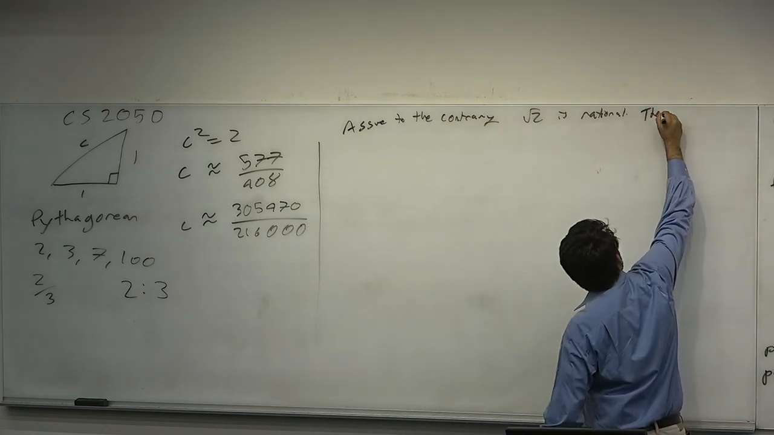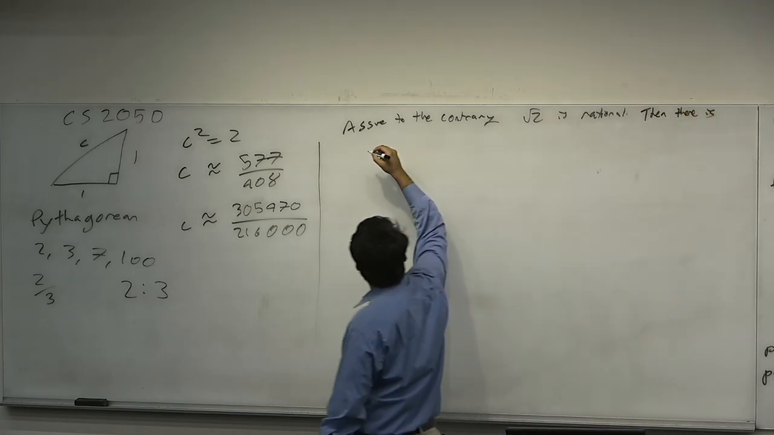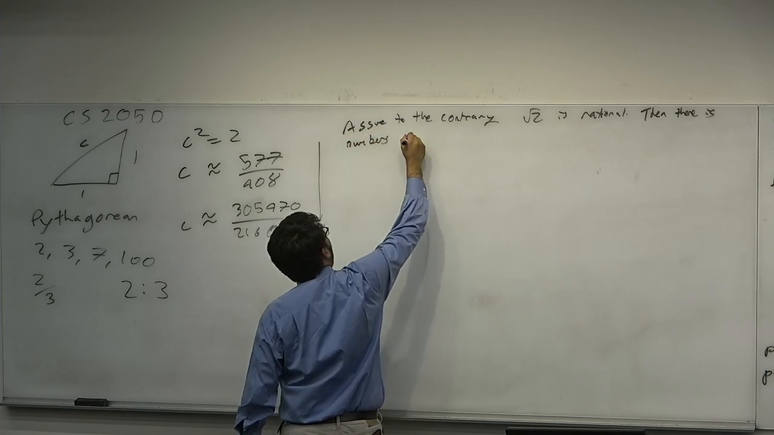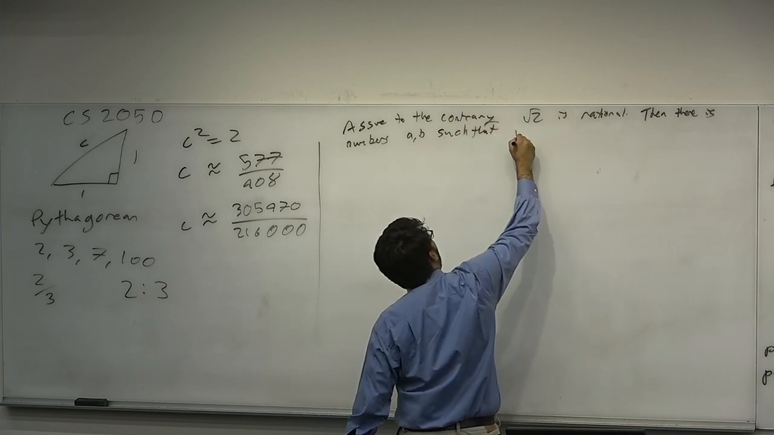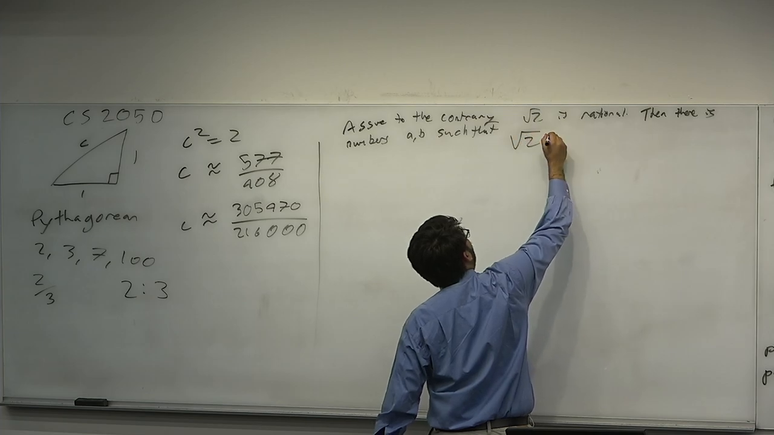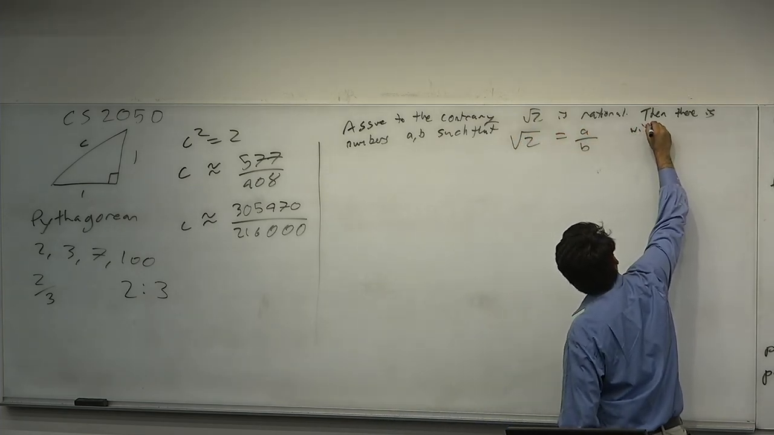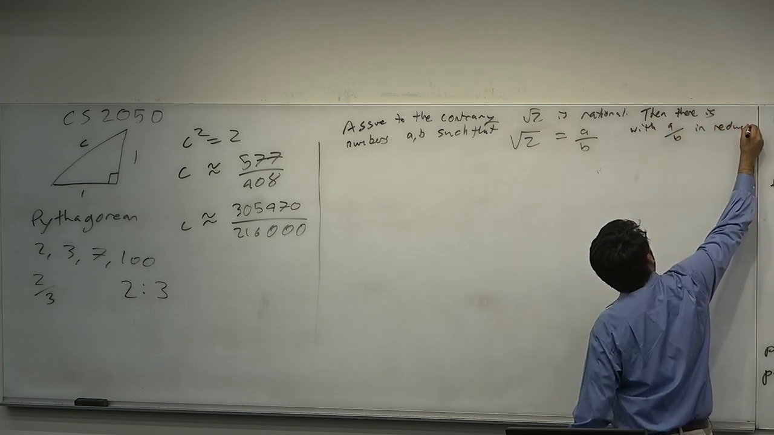Then there is numbers A and B such that the square root of 2 is equal to A over B, with A over B in reduced form.